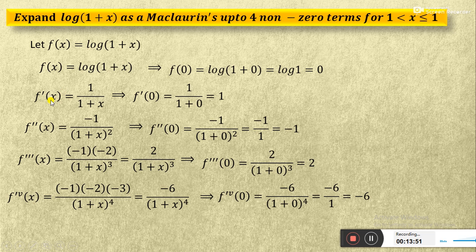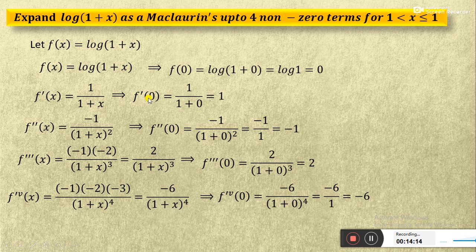Next I differentiate f of x, that means f dash of x. I differentiate the log. The differentiation of log x is 1 by x. Here it is log of 1 plus x, so 1 by 1 plus x. Next I differentiate the 1 plus x. The differentiation of 1 is 0 and the differentiation of x is 1. So 0 plus 1 is 1. So the answer is 1 by 1 plus x.